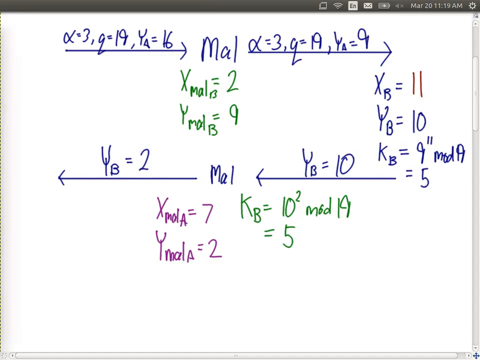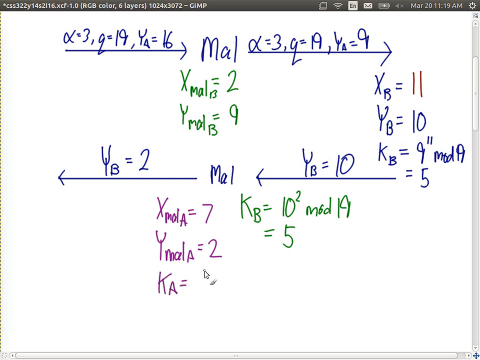And in addition, the malicious user can calculate KA. Not alpha, sorry, the Y received from A, 16, raised to the power of our private value, 7, mod 19. What do we get? You're my calculator. 17.